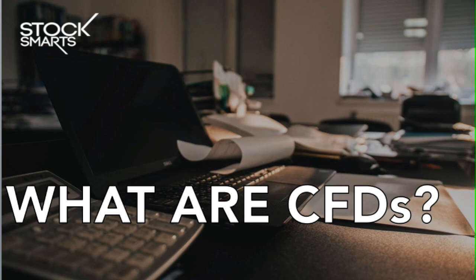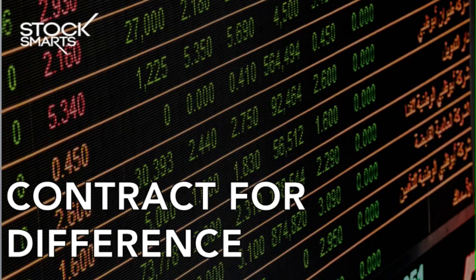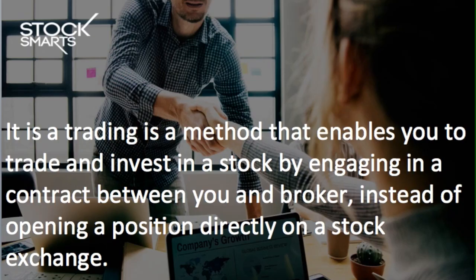And by the way, I'm using this new format again where I'm just showing you my screen, that hopefully you guys get a lot of value from it, as compared to me just showing my face and talking. So basically, let's start from the beginning. What are CFDs? CFDs basically stands for contract for difference. Contract for difference basically is a trading method that enables you to trade and invest in a stock by engaging a contract between you and a broker.